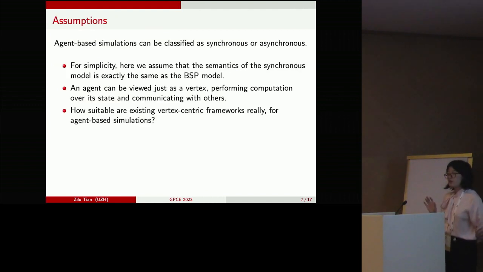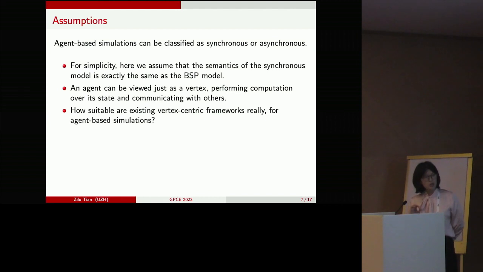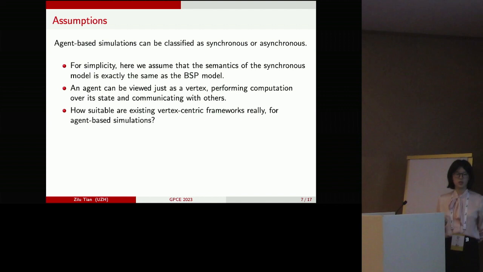Given that this field is very wide open, we'll start by saying what we assume in the scope of this paper. We are assuming that we only consider synchronous agent-based simulations, where the computational model of such a simulation is exactly as defined in the BSP model. In this case, it's easy to see that an agent can be viewed just as a vertex. You're performing some computation, and then you're communicating with other agents.